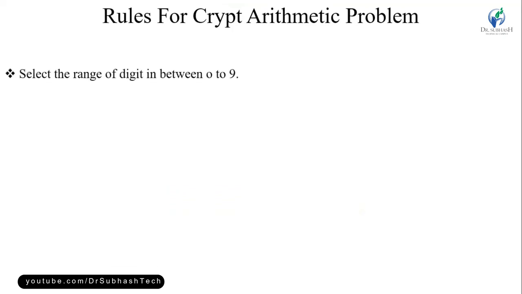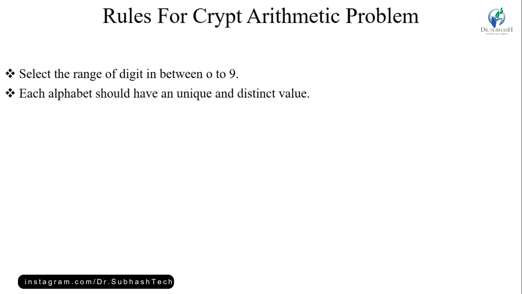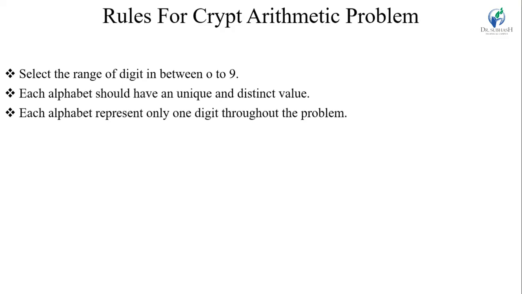Rule 1 says we have to select a digit in the range 0 to 9. Rule 2 says we have to apply a unique and distinct value to every alphabet. For example, if we select M's value as 7, we cannot select 7 for any other alphabet. Rule 3 says throughout the problem each alphabet represents only one unique digit, which I already explained in rule 2.